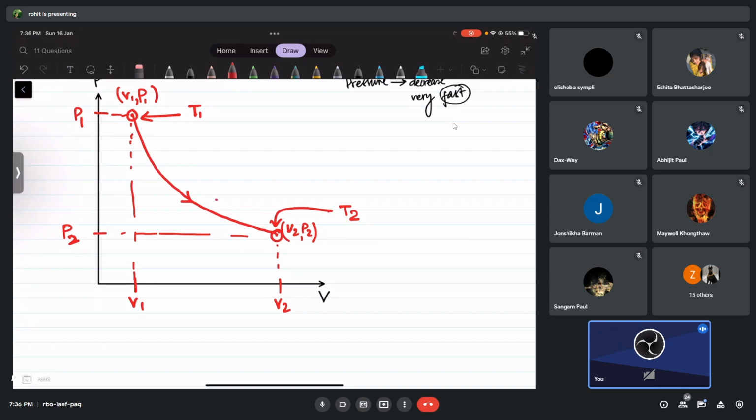Please tell me, guys, what will I call this process now? I'll call it expansion or adiabatic expansion? Adiabatic expansion. That means increase of volume of a gas and very quick, rapid decrease of pressure without absorbing any heat from outside. Okay, so this is what we have. I think it makes sense.